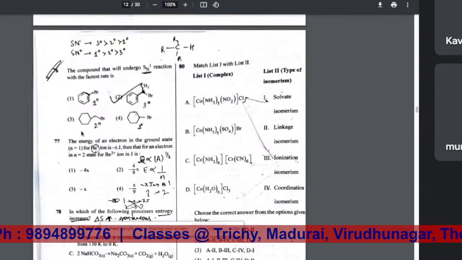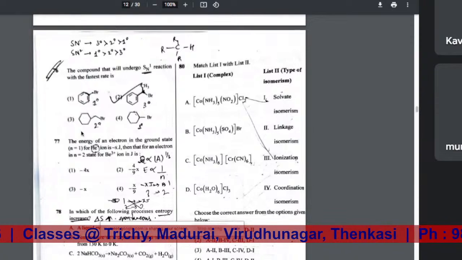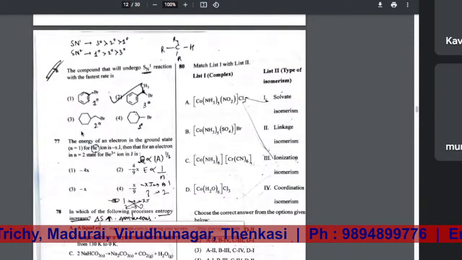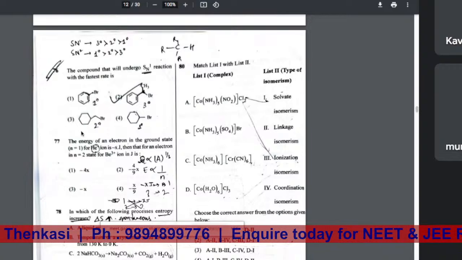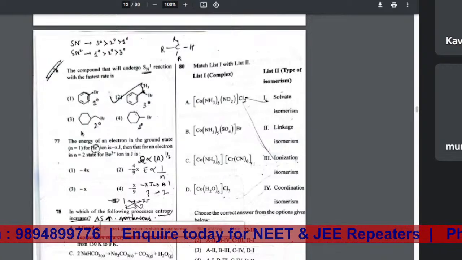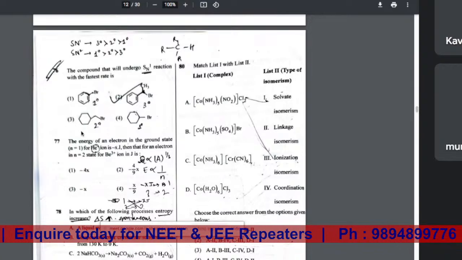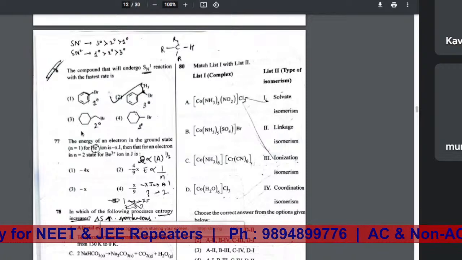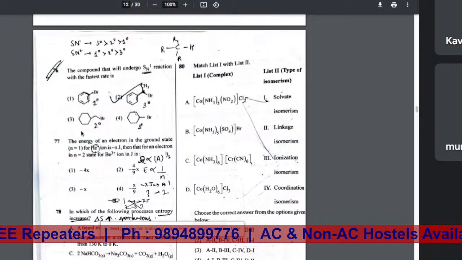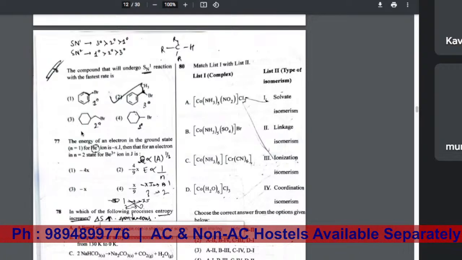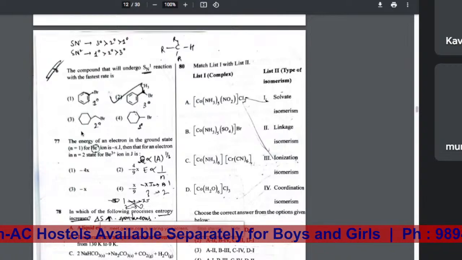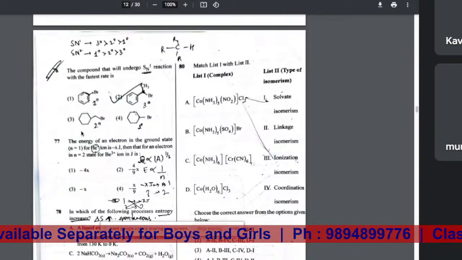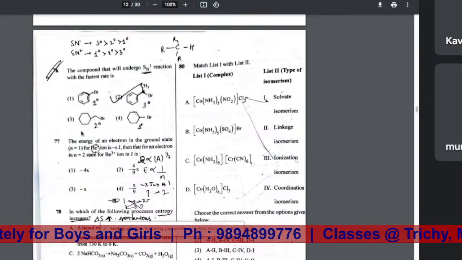Okay. Now question number 76. The compound that will undergo SN1 reaction with the fastest rate. In SN1 reaction, carbocation is formed. So we have to check these compounds, which will form more stable carbocation. So its answer is second. Why? Because first will form a carbocation that is very unstable. Why? Because the carbon which will get positive charge is more electronegative. Positive charge on a more electronegative atom is unstable.